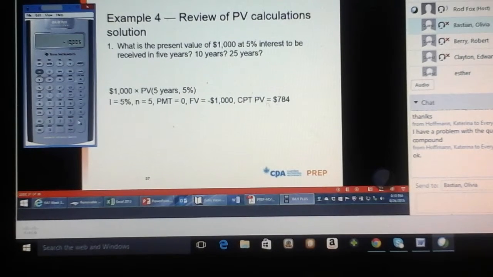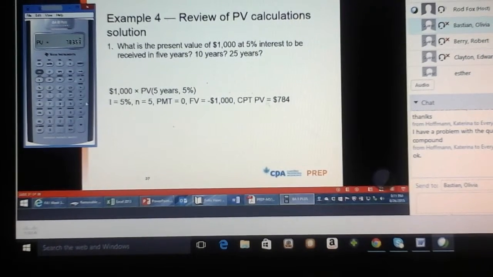I don't think I did that. Oops. Backtrace that one. 1,000, minus, future value. There we go. And then the 5n. So I put everything in there. So now I can go compute and hit the present value button. So that'll give me my 783.53, which is the 784.